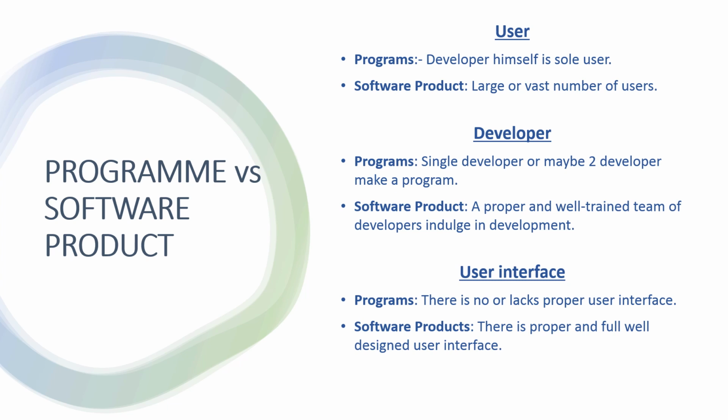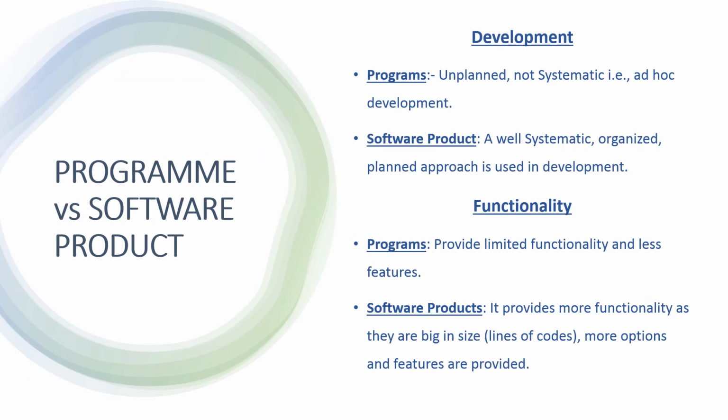On basis of developer, in case of programs, प्रोग्राम को यूजुअली एक सिंगल डेवलपर या 2 और 3 डेवलपर्स डेवलप करते हैं, बट इन केस ऑफ सॉफ्टवेयर प्रोडक्ट एक वेल ट्रेन्ड टीम होती है विच इंडल्स इन डेवलपमेंट. User interface. Programs usually have no user interface, but in case of software product, there is a proper and full well-designed user interface. On basis of development, programs are usually unplanned or not systematic, that is ad hoc development is there. But in case of software product, इस केस में there is a systematic and organized development approach.